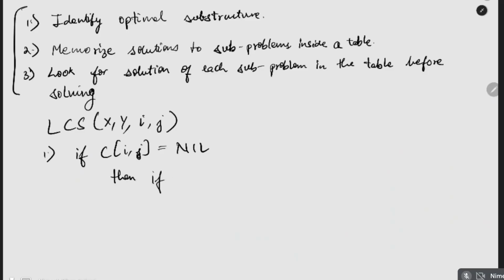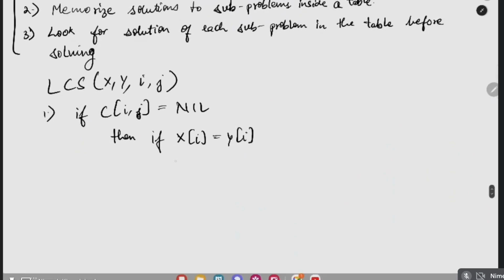Right. So if it has not been evaluated before, right? If it has been evaluated, then we already have the solution, so we don't need to perform the next steps that I'm going to write again. So we check if the table C already has a solution for the i comma j subproblem, and if it does not have the solution, then I perform my usual recursive solution finding for the LCS.